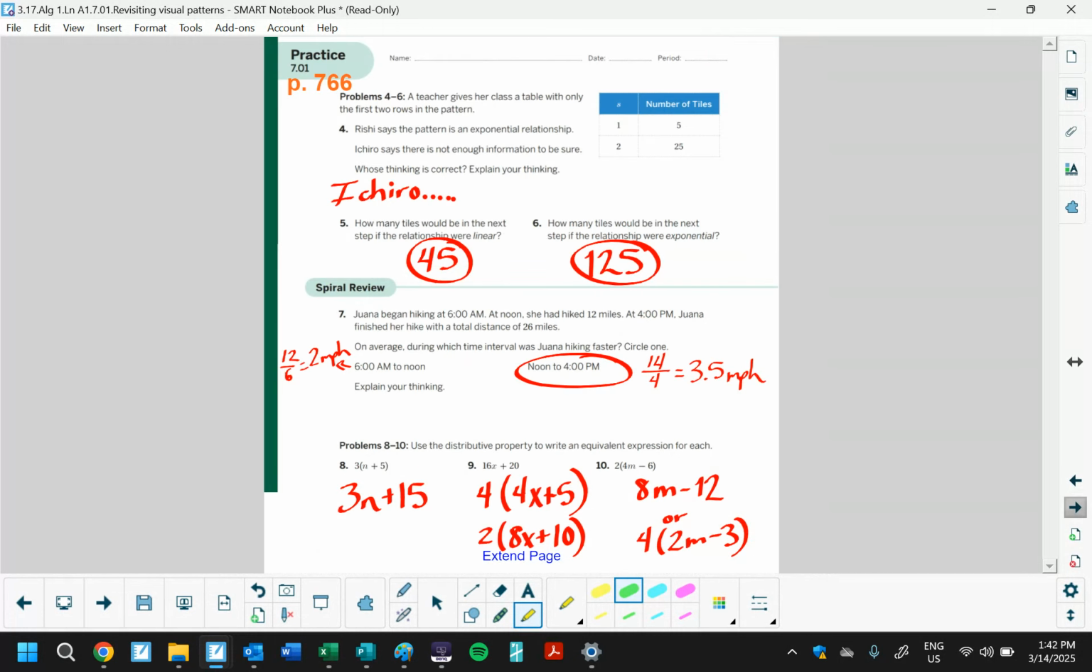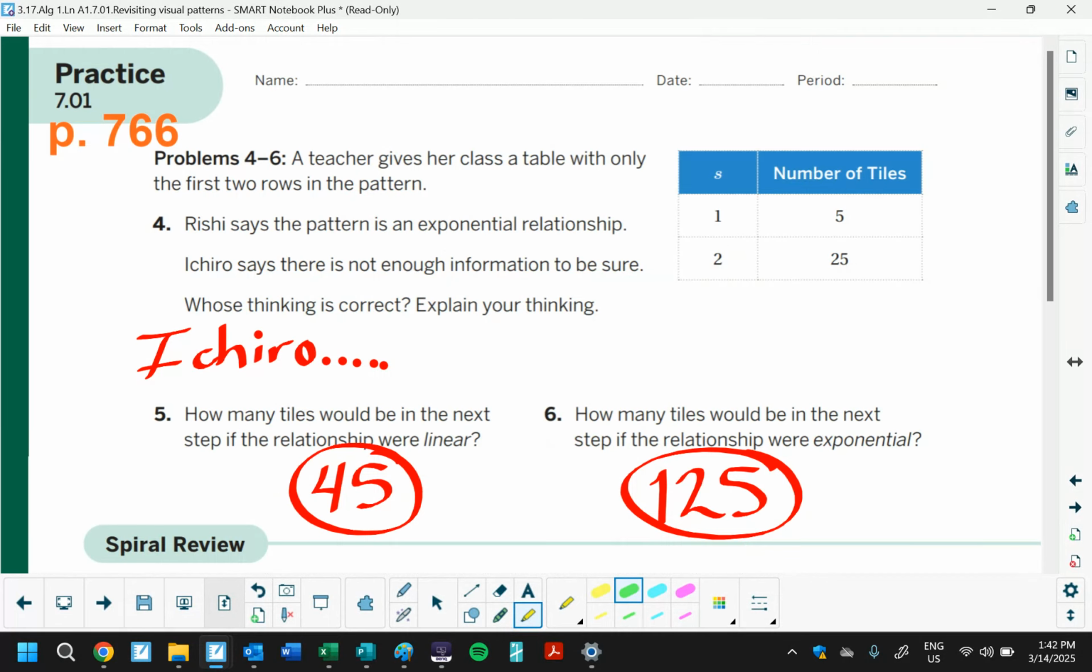Number 4 is a Chiro. You can't really tell. There's just not enough information. But if you were to look at the next part and say, okay, if it's linear, what would the next one be? Well, this would go up by 20, which means the next one would go up by 20, leading us to a third step of 45.